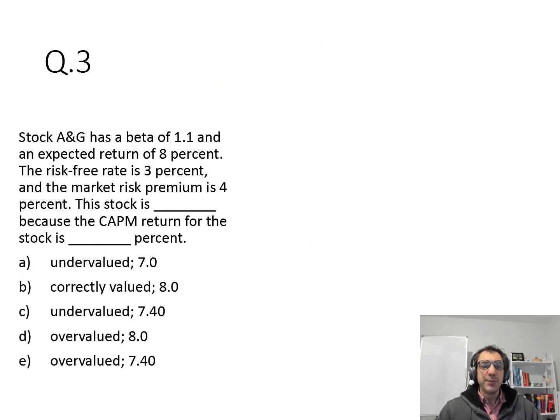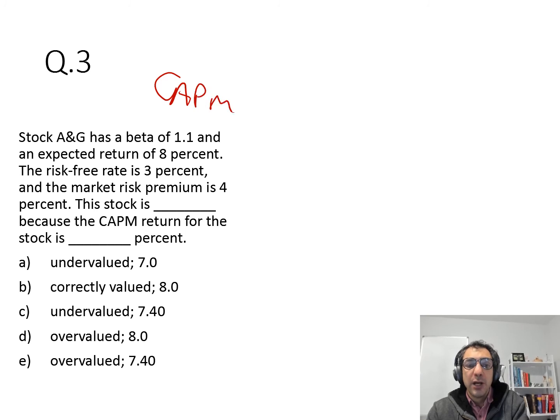Stock A and G has a beta of 1.1 and an expected return of 8%. The risk-free rate is 3% and the market risk premium is 4%. Now, we talk about overvalued and undervalued stock, and we mentioned that we can compare the expected return based on the CAPM and the expected return which comes from the cash flows of the company or from the dividends of the company. So we have two sets of data here. Let me use the CAPM to find the expected return on this specific stock.